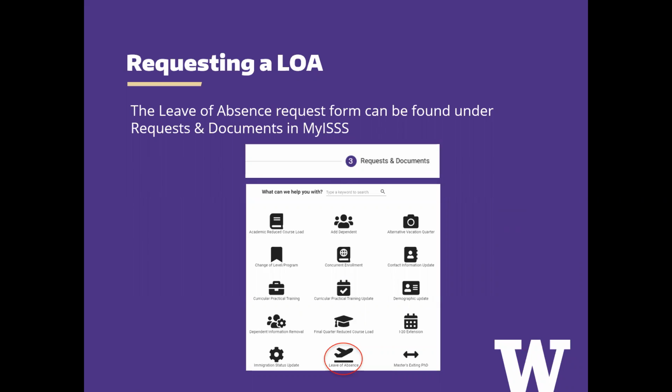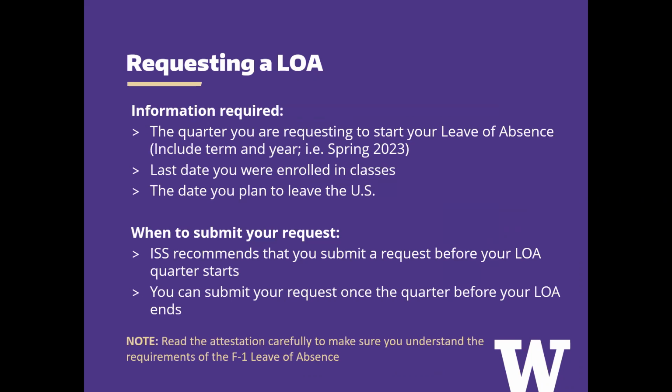Now let's talk about how to request a leave of absence. The leave of absence request form can be found under Requests and Documents in My ISSS. When you apply for your LOA, we will request the following information. The quarter you are requesting to start your leave of absence. Please be sure to include the term and year, for example, spring 2023. We will also ask for the last date you were enrolled in classes, as well as the date you plan to leave the United States. If you have already left the US when applying, you can enter the date you left the country.